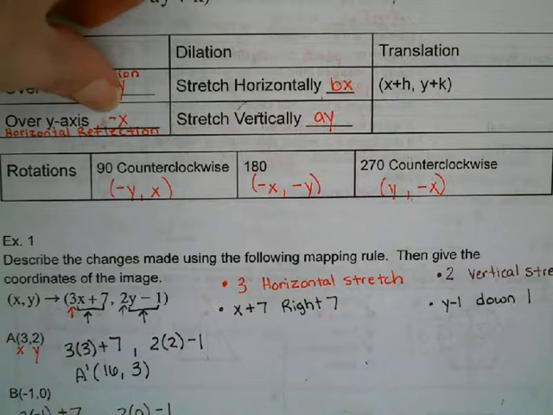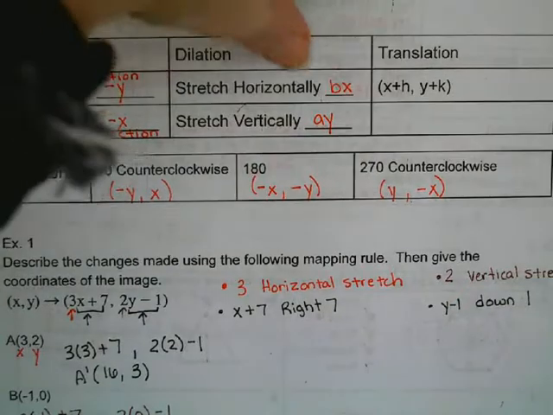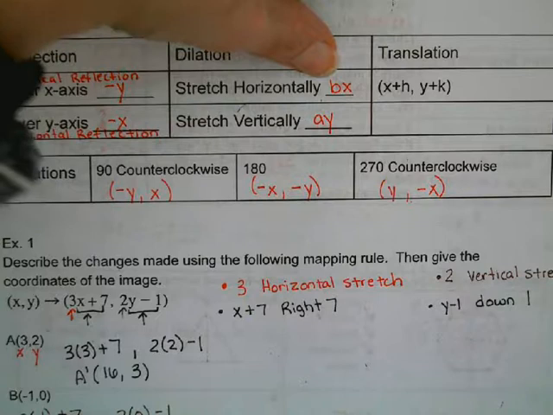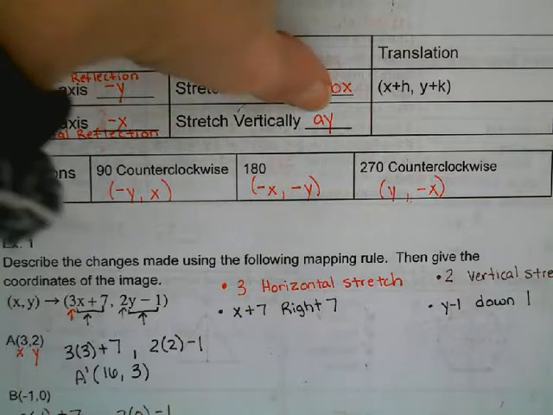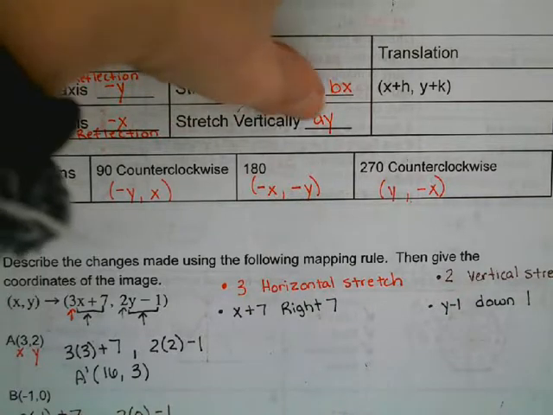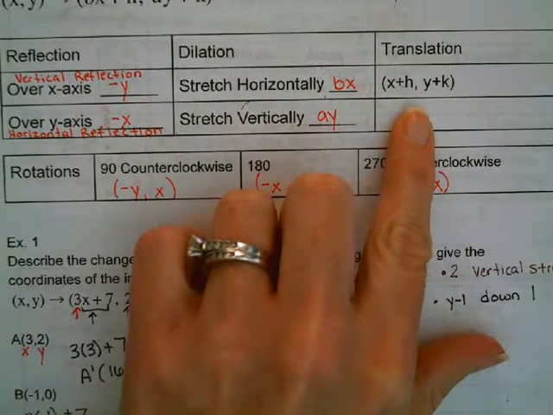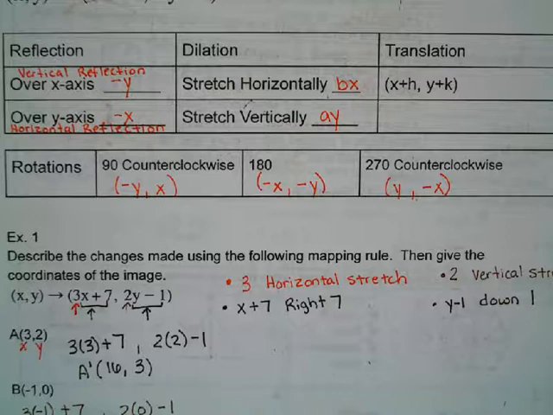So, this is a little box you might want to study as far as studying goes. If it's a negative y, we call that a vertical reflection. If you have a negative x value, we call that a horizontal reflection. If you have a number with an x, that is a horizontal stretch. A number with a y can be a vertical stretch. You can also have what's called a horizontal shrink or a vertical shrink if it's a fraction. And a translation is when you add or subtract numbers.